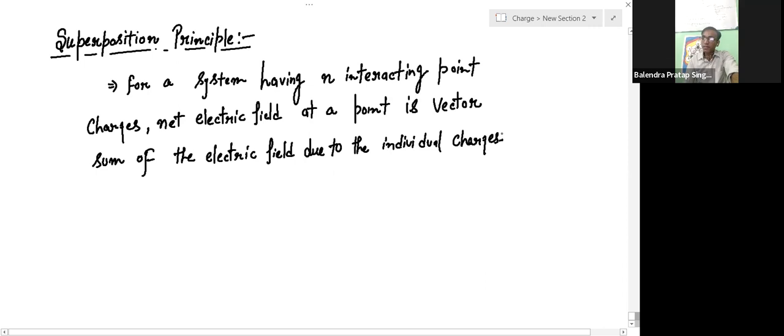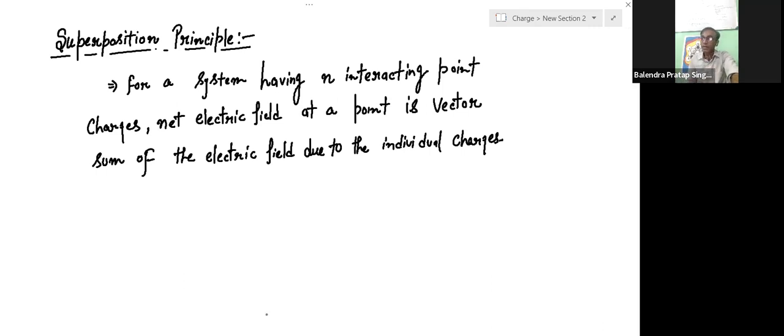It's very easy. What this statement says is, if you have more than one particle, more than one charge, then you will treat each as an individual charge. You will find the electric field due to each individual charge, and after that you will sum up, not an algebraic sum, it's a vector sum. You will take a vector sum of all the electric fields.